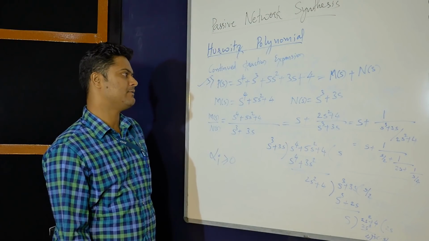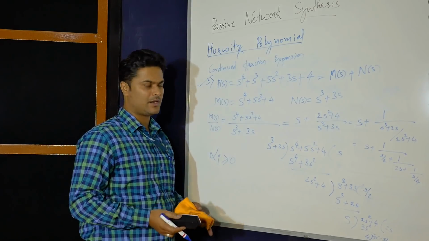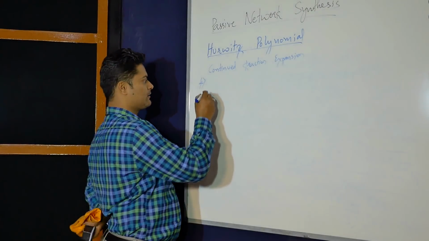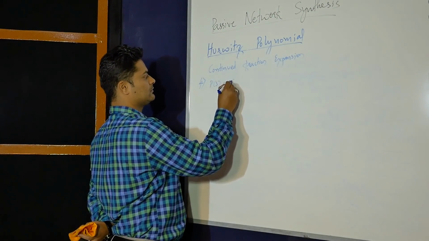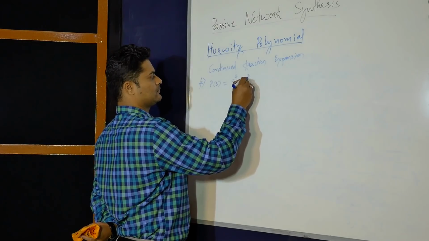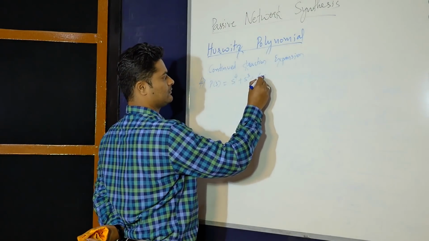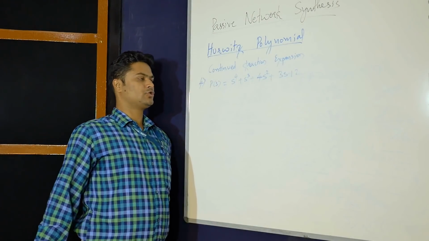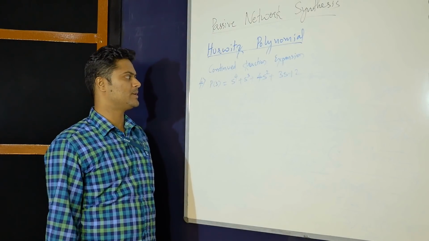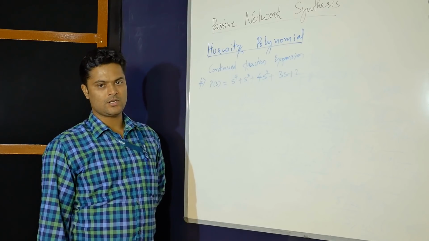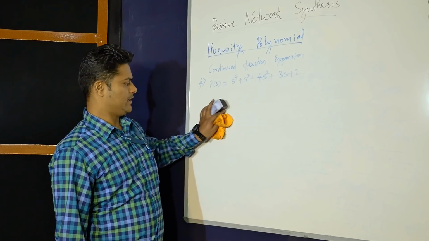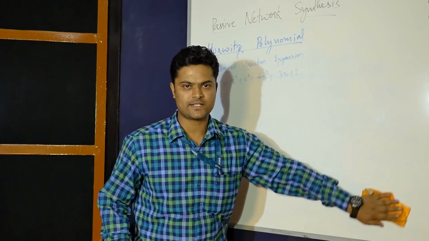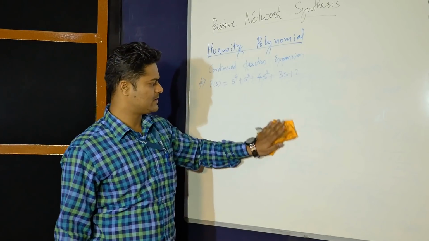Let's see one more problem where we have to determine whether it is a Hurwitz polynomial or not. Let's take the fourth problem. The P of s is s to the power 4 plus 2s cube plus 4s square plus 3s plus 2. So the necessary condition is to find out the continued fraction expansion and let us know whether it is a Hurwitz polynomial or not.